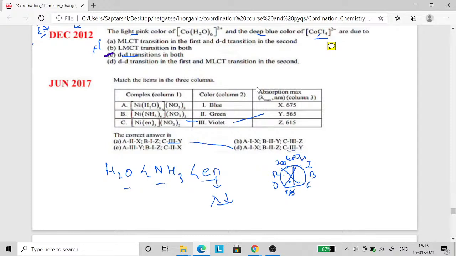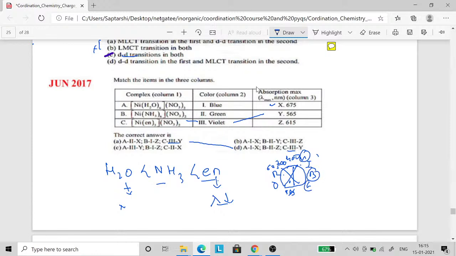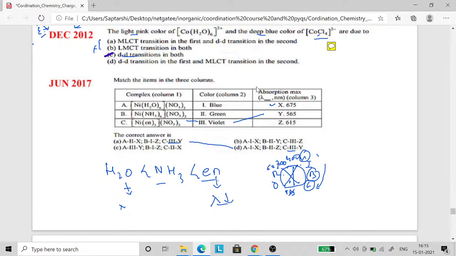Let's see about water, because this is on the other extreme, right? So water should have the highest wavelength, that is 675, somewhere over here. So it should give green, because violet is over here, blue is over here, green is over here, so it should give the last one of these. So water is here, it should give green, and it is at 675. So it is A2x, A2x, C3y. So we can say this is the answer, right?